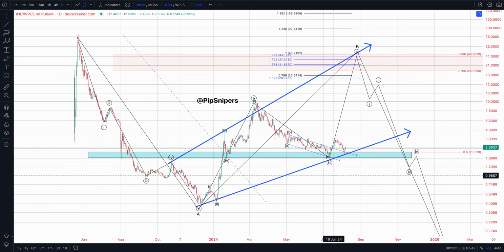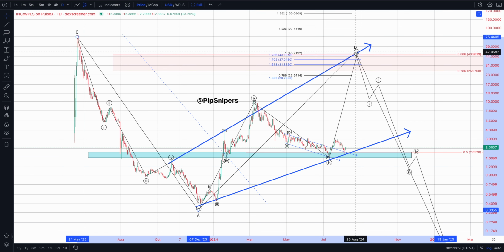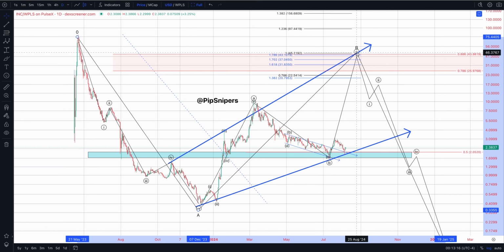Okay, so this scenario shows that we had 5 waves down. Now we need to come up for a counter trend. So we had our A wave down in a 5-wave move. Now we're coming up in a 3-wave move for your B wave. So we're currently grinding out this C wave of our B wave to the upside.